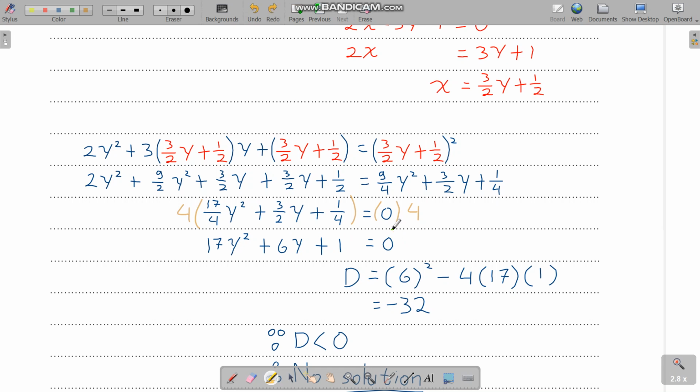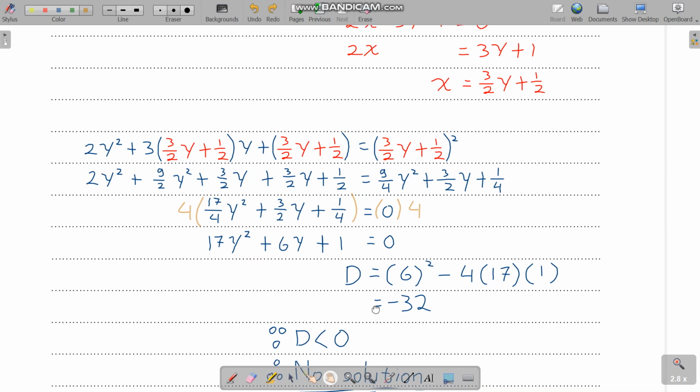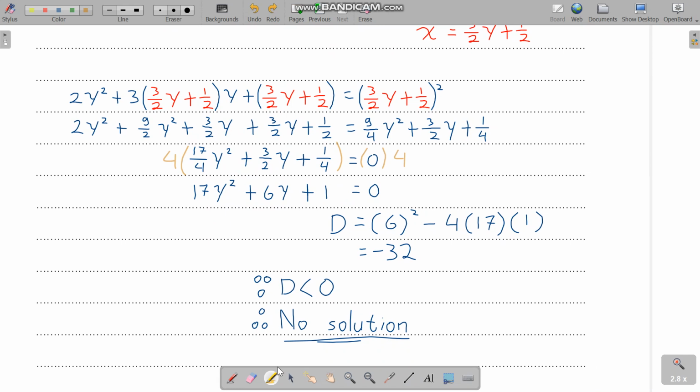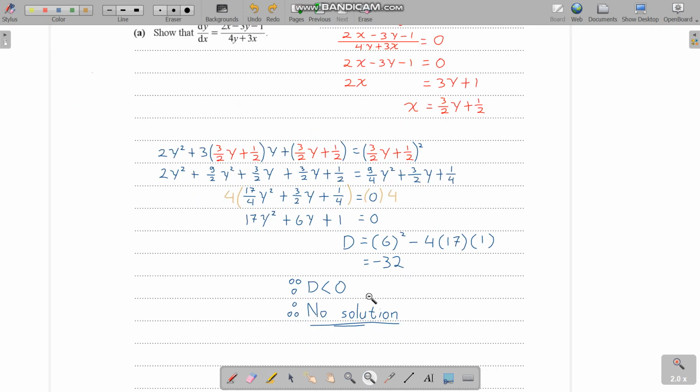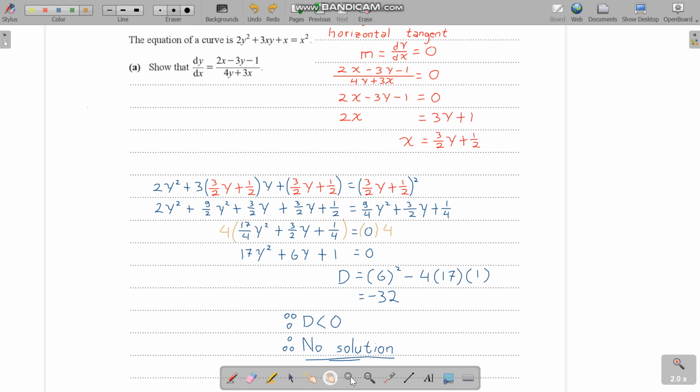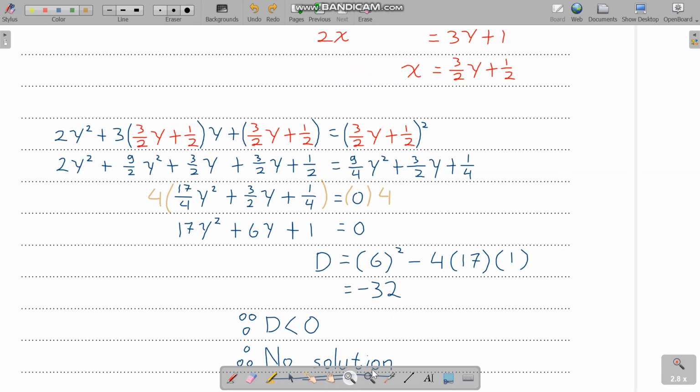Now if there is a root from this quadratic, the discriminant is supposed to be positive. Let's try and find the discriminant. b squared minus 4ac. The discriminant is negative, therefore there is no solution. So the coordinates do not exist. So in this case, after you find the negative discriminant, we are done.